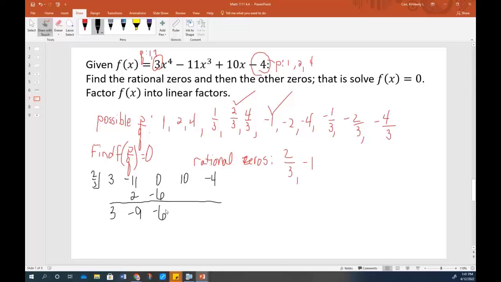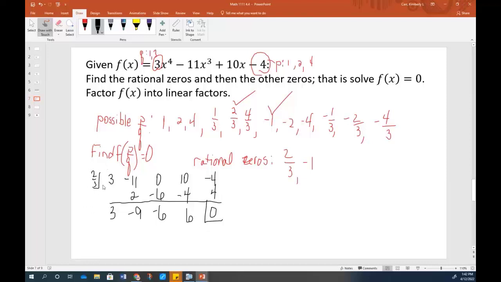Add. And then do my two operations. So I've got to divide that and then multiply it, or multiply and then divide, and I get negative 4. Add, and I have 6. Multiply by 2/3, so you do the two parts, I get positive 4, 0. So I took out one of my roots.